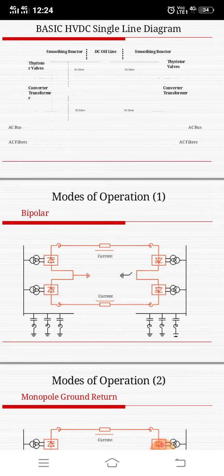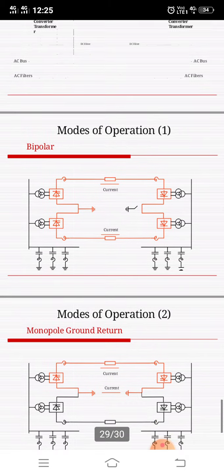Third thing is bipole without dedicated return path for monopolar operation. This circuit, a scheme without electrodes or a dedicated metallic return path for monopolar operation, will give the lowest initial cost. That means monopolar operation is possible by means of bypass switches during a converter pole outage, but not during an HVDC conductor outage. A short bipolar outage will follow a converter pole outage before the bypass operation can be established.